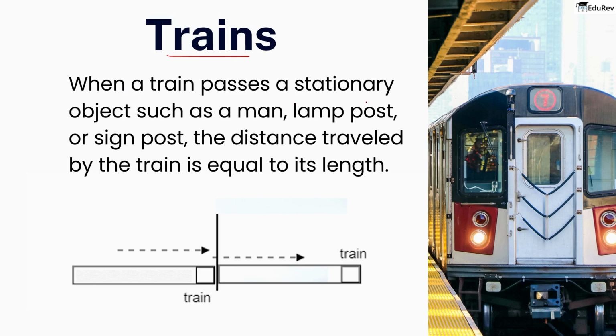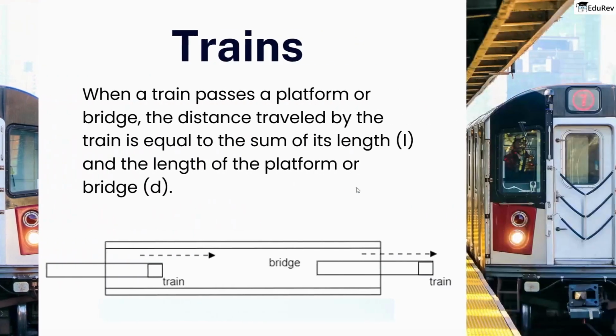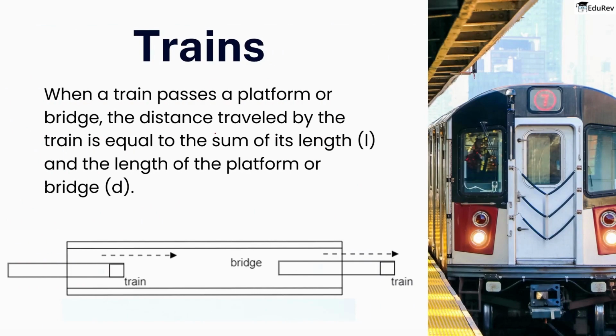When a train passes a stationary object such as a man, lamp post, or signpost, the distance traveled by the train is equal to its length. When a train passes a platform or bridge, the distance traveled by the train is equal to the sum of its length and the length of the platform or bridge.